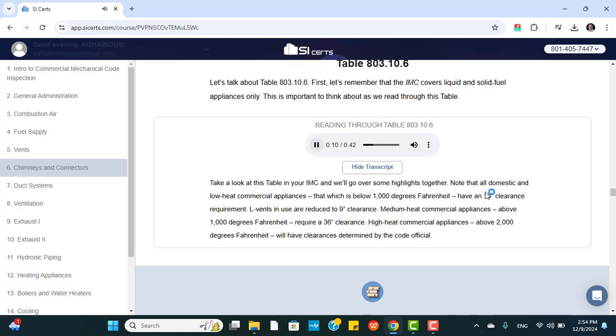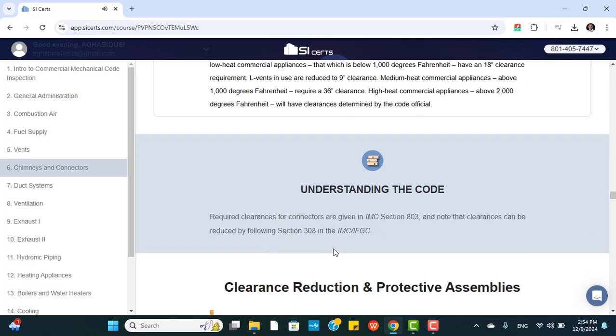Note that all domestic and low heat commercial appliances, that is, below 1000 degrees Fahrenheit, have an 18-inch clearance requirement. L vents in use are reduced to 9-inch clearance. Medium heat commercial appliances above 1000 degrees Fahrenheit require a 36-inch clearance. And then high heat commercial appliances above 2000 degrees Fahrenheit will have clearances determined by the code official.